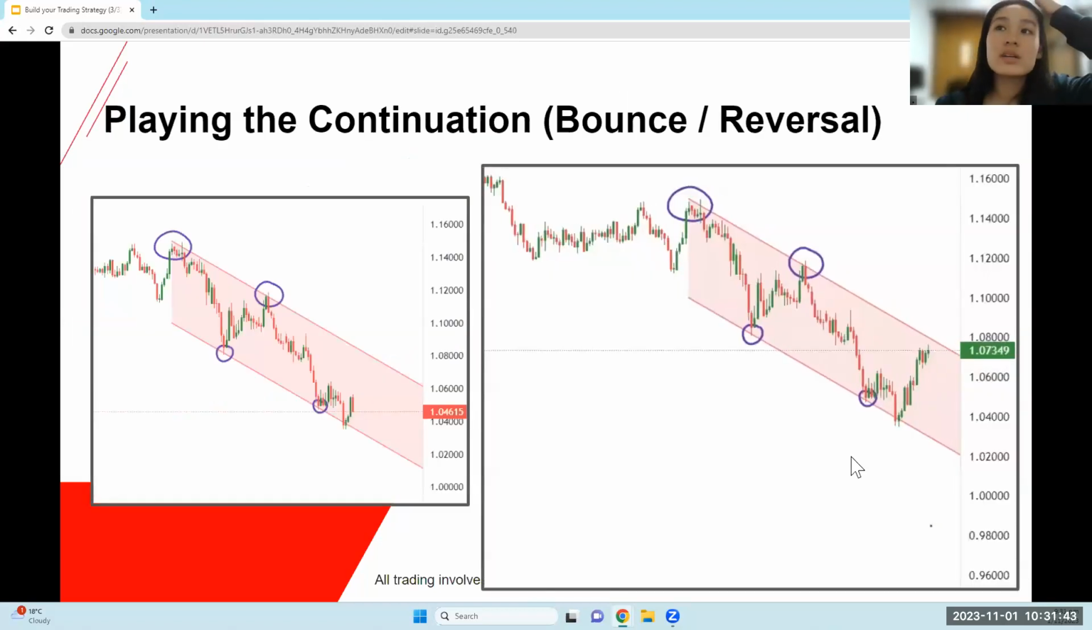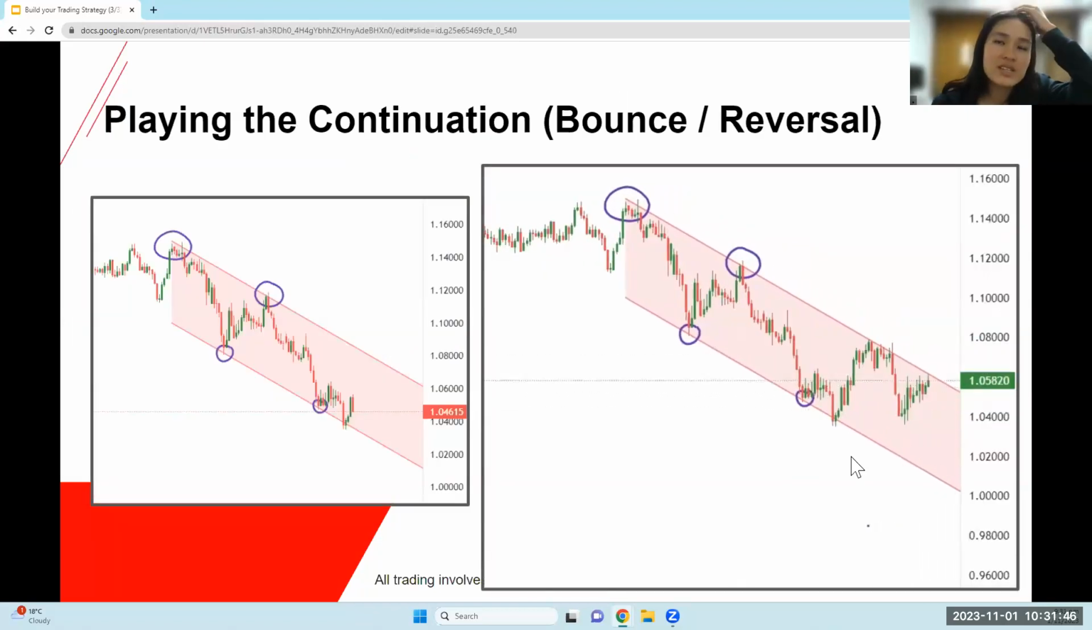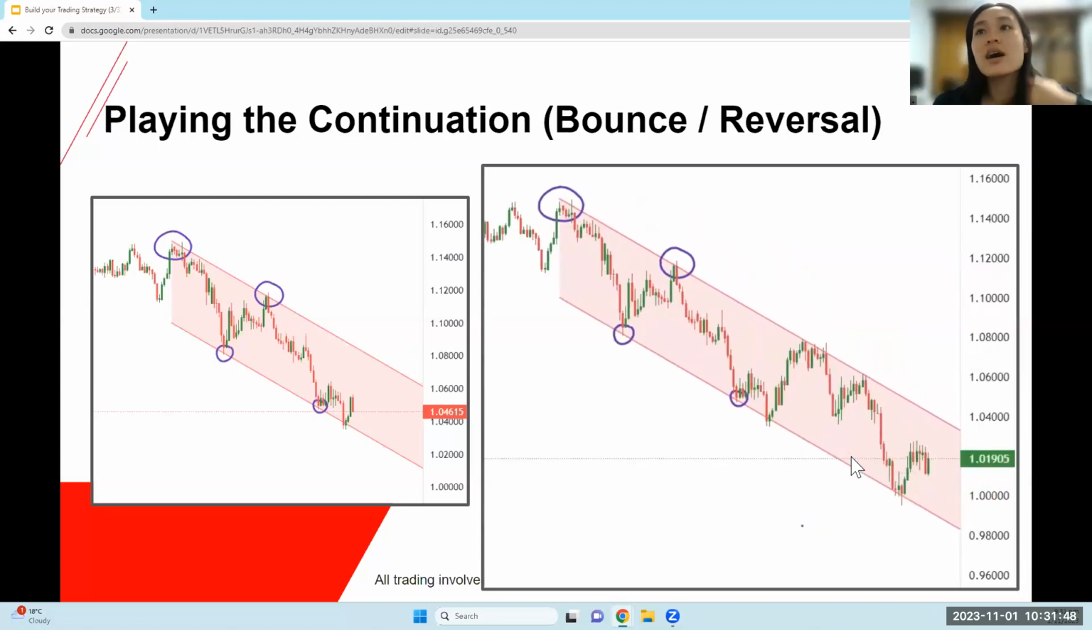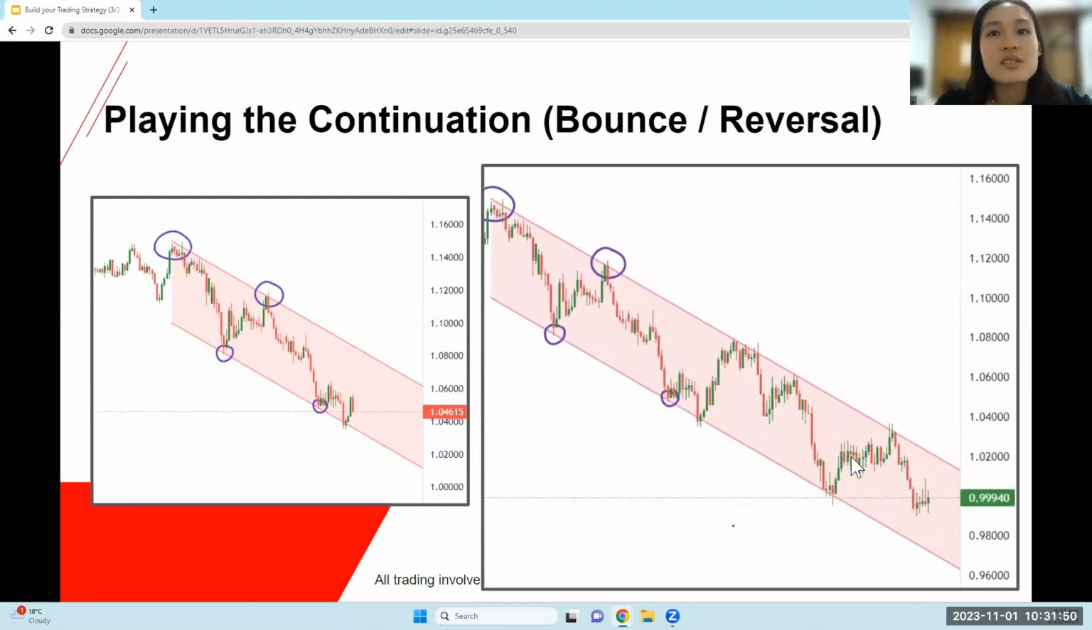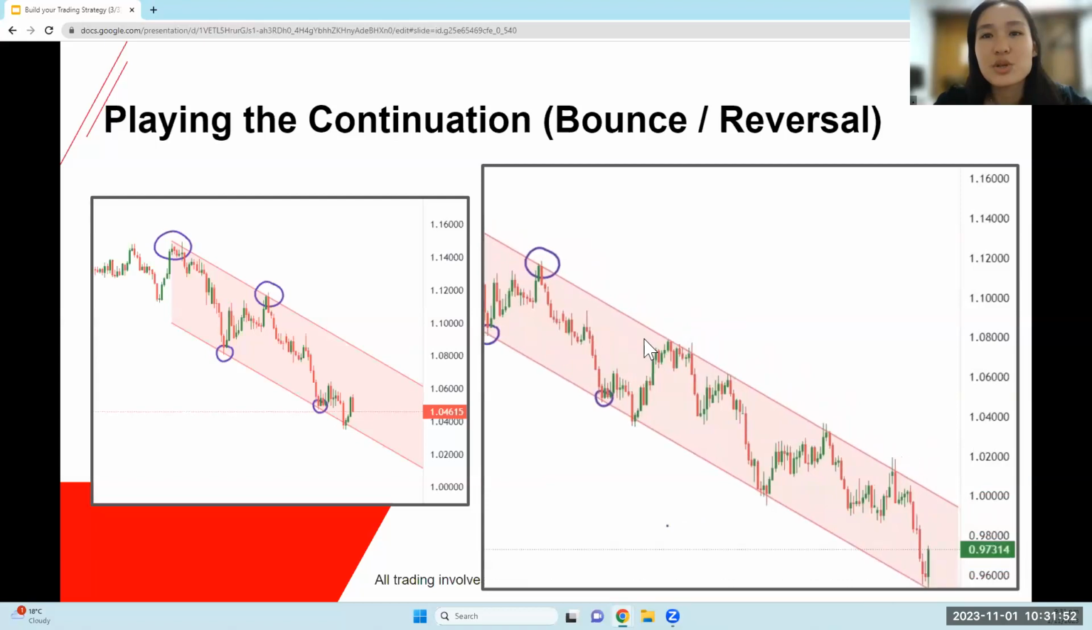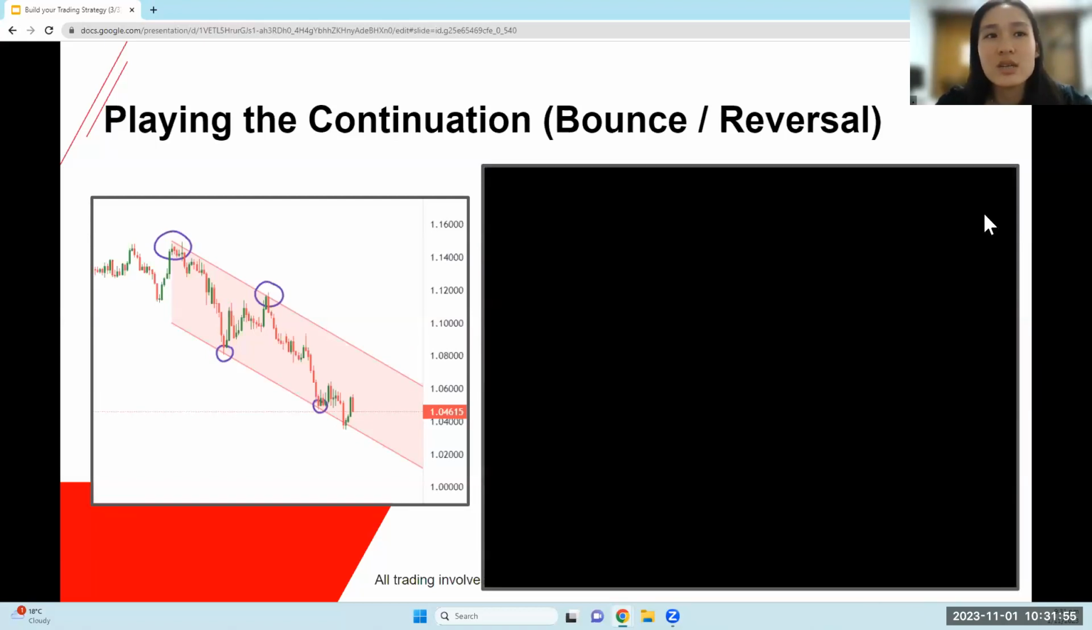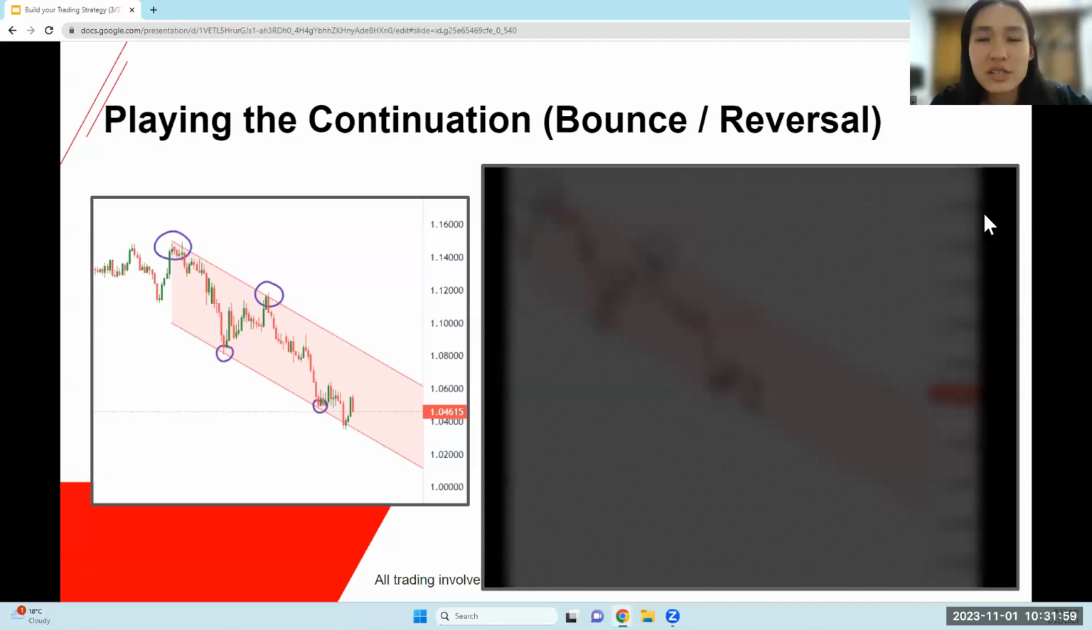Next, on the other side, we are also looking at a descending trend channel, just in the opposite direction. So we also see it bounce off of the walls of the trend channel, just in a downward trend.